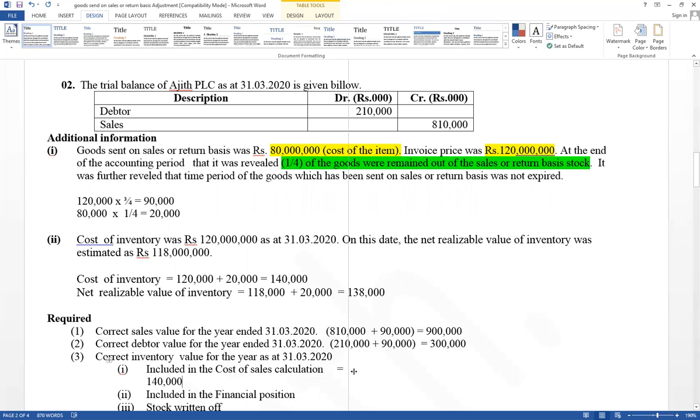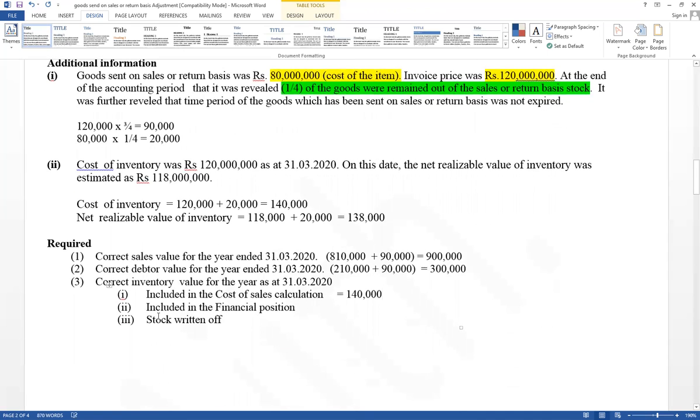Based on matching concept and prudence concept, the current asset in the statement of financial position should be included at the lower amount of cost and NRV. Here, this is the correct cost value of inventory, and this is the correct net realizable value of inventory. Therefore, the lower amount equals 138,000. That value should be included under current assets.